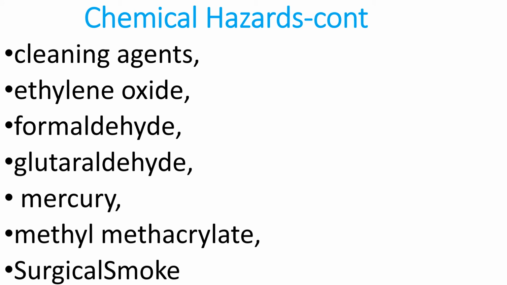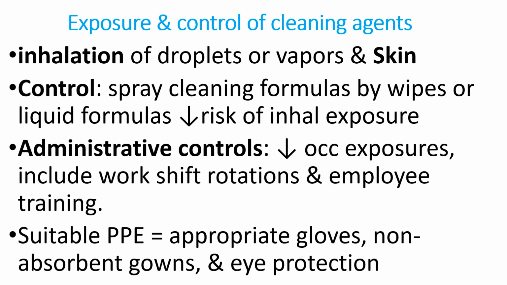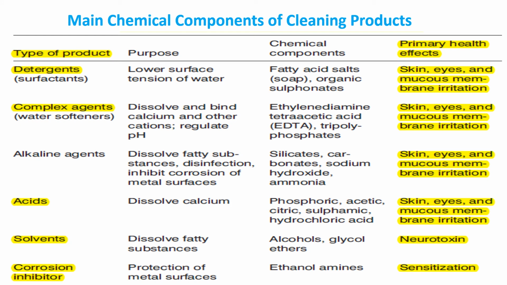Chemical hazards continued. Cleaning agents, ethylene oxide, formaldehyde, glutaraldehyde, mercury, methyl methacrylate, and surgical smoke. For exposure and control of cleaning agents, inhalation of droplets or vapors and skin contact must be avoided. Spray cleaning formulas can be replaced by wipes or liquid formulas to decrease risk of inhalation exposure. Administrative controls decrease occupational exposure and include work shift rotation and employee training. Suitable PPE equals appropriate gloves, non-absorbent gowns, and eye protection.